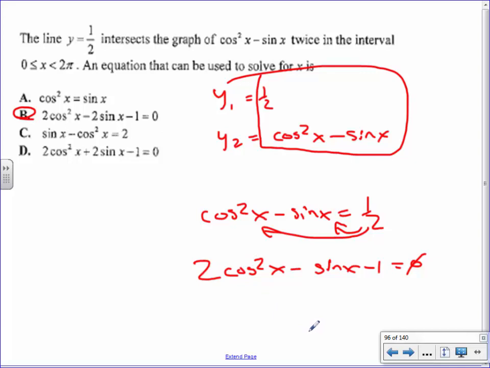What'd you do, John? They didn't actually want us to solve it. They're just saying, if you were to solve it, how could you go about it?